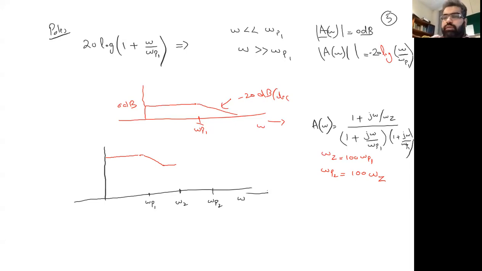And once I reach this point, it will start getting further stabilized, because minus 20 plus 20 dB cancel out, and then also here it starts. So this is minus 20 dB per decade, this is 0 dB per decade, and this is minus 20 dB per decade.